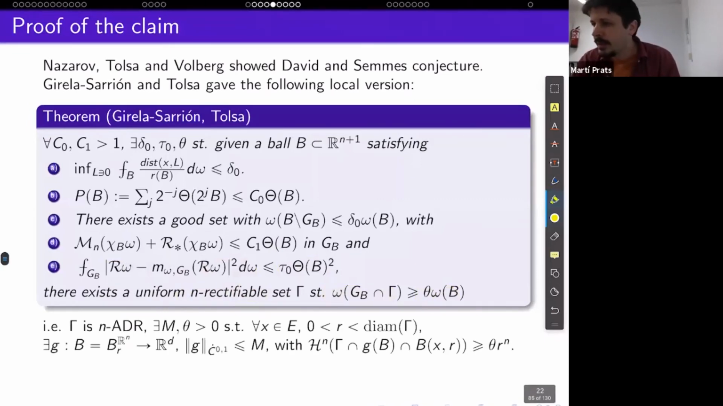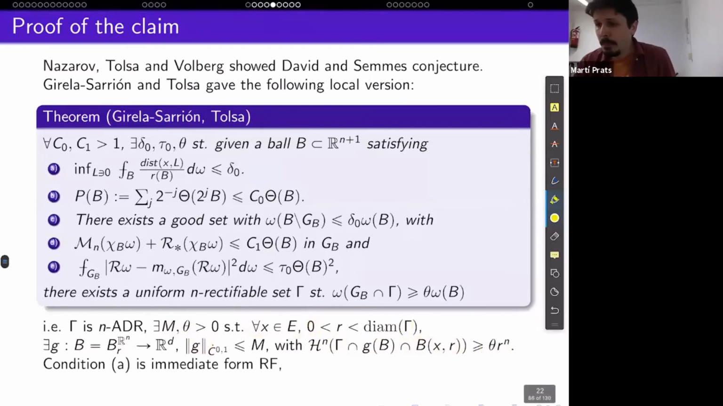What does it mean that gamma is a uniform rectifiable set? What we are saying is that there exist constants N and theta such that for every x in E and radius between 0 and the diameter, there exists a function which is Lipschitz and such that the measure of gamma in the section, the image of the ball in the section, our ball, is greater or equal than a certain part. Okay, you can show that this implies rectifiability.